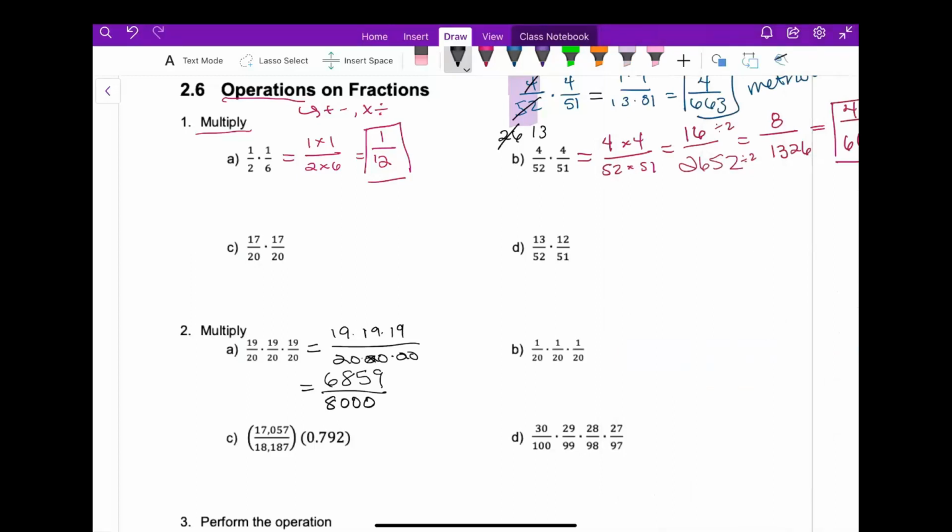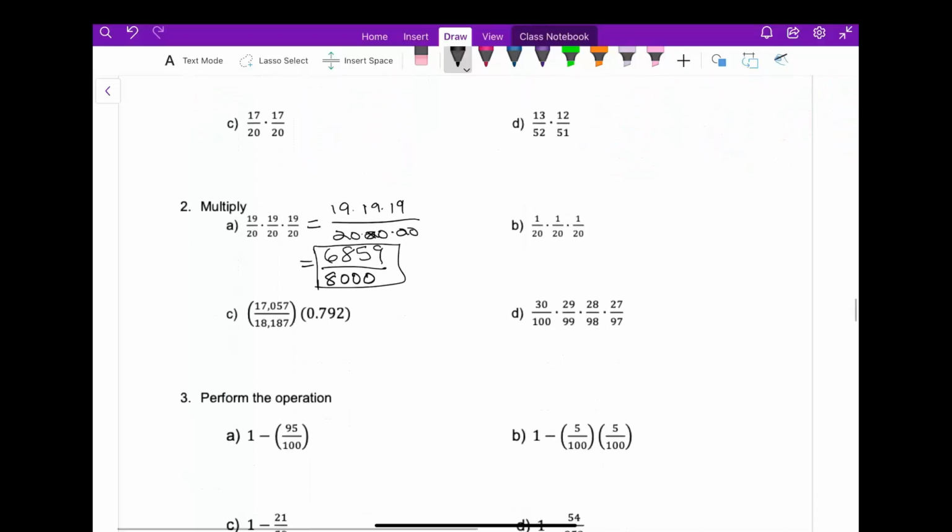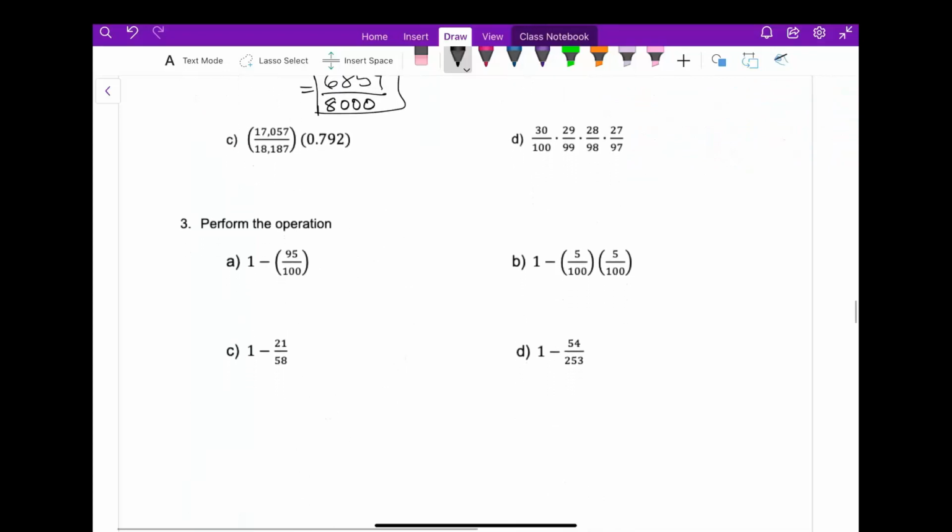We check, do they both end in an even number? No. Do they end in 0 or 5? No. How about divisible by 3? The top would take me a little bit to check, but take a look at the bottom. 8 plus 0 plus 0. 8 itself is not divisible by 3, therefore this number will not be divisible by 3. All of these examples are similar. Go ahead and try B, C, and D.